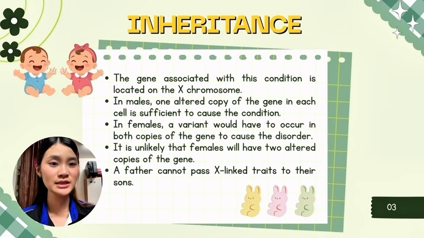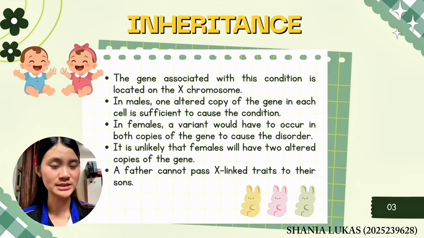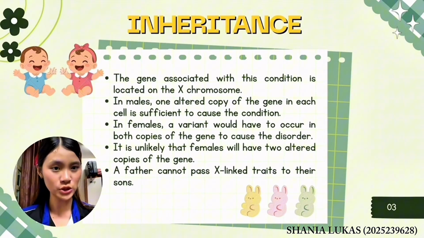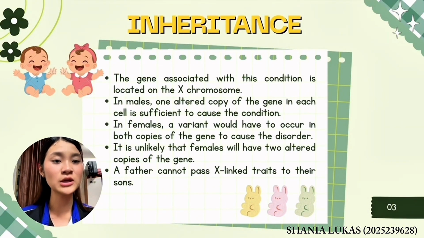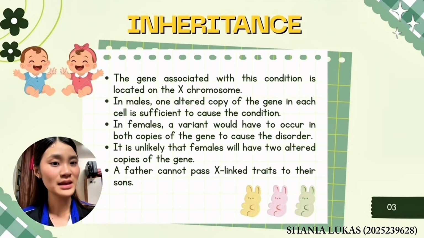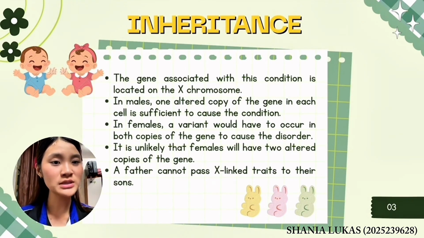As indicated by its name, X-linked hyper IgM syndrome follows an X-linked pattern of inheritance. The gene associated with this condition is located on the X chromosome, which is one of the two sex chromosomes. In males, who have only one X chromosome, a single altered copy of the gene in each cell is sufficient to cause the condition. Meanwhile, females have two X chromosomes, so a variant must be present in both copies of the gene to cause the disorder to occur.